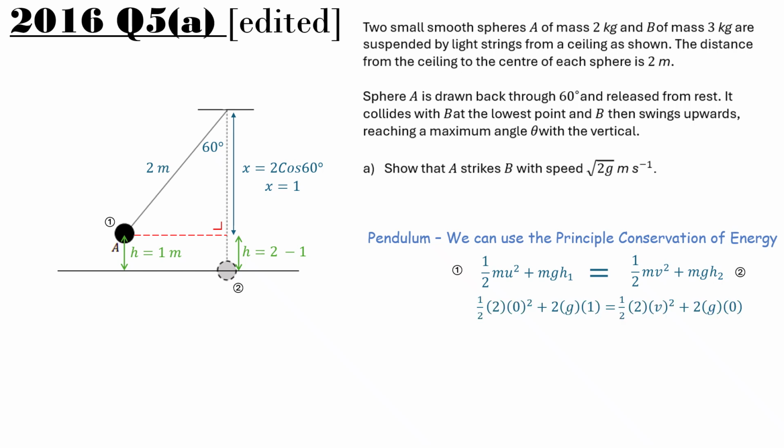Now let's fill in our conservation of energy formula. That's a half times 2 times 0 squared plus 2g times 1. Remember, we're leaving it in terms of g for this question because we're trying to show that the speed is root 2g meters per second. We can get rid of the zeros, and that leaves us with, a half times 2 is 1, so v squared is equal to 2g, and that gives us v is equal to root 2g meters per second. So that is our speed as they asked us to show, so QED.